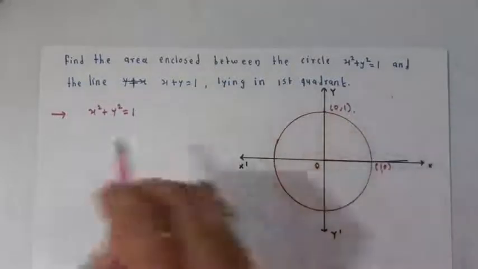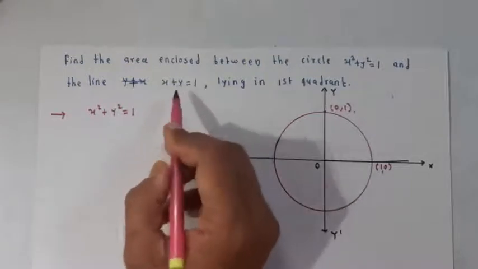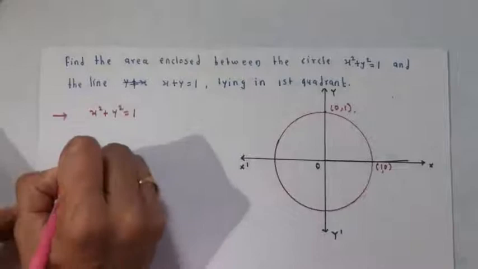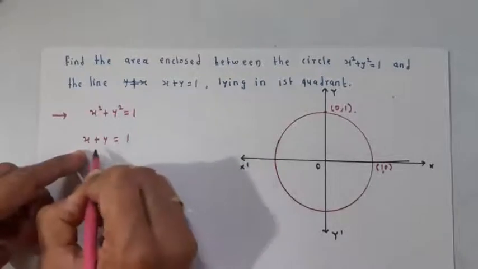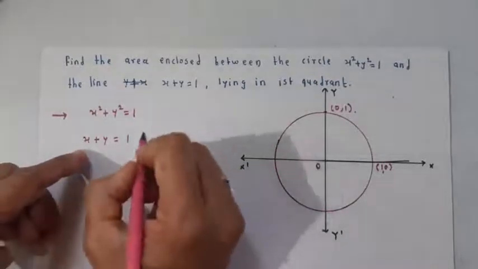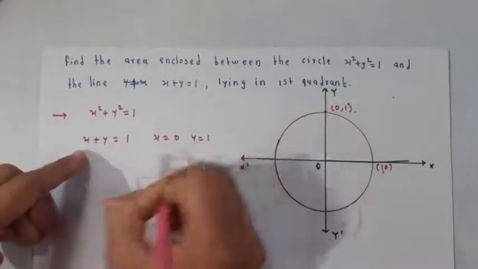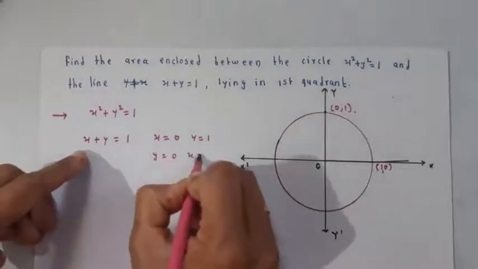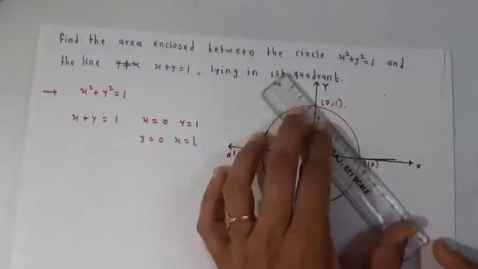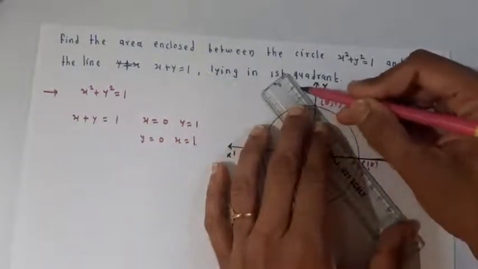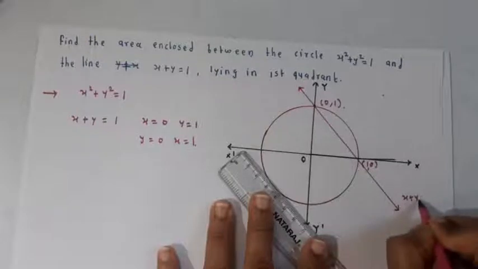Okay, and now the line x plus y equal to 1. So first draw the line. The line is x plus y equal to 1. Let us find out the coordinates. When x equal to 0, y equal to 1. When y equal to 0, x equal to 1. Means the line is passing through these points. So this is the line x plus y equal to 1.